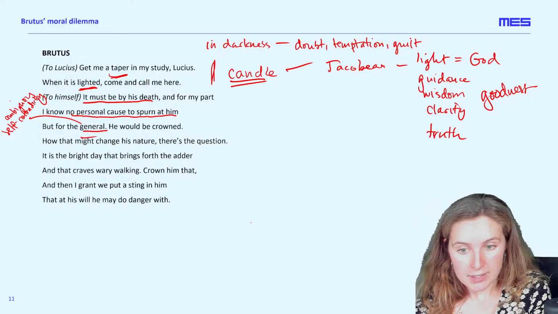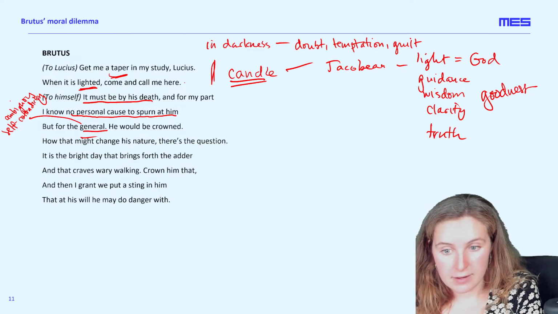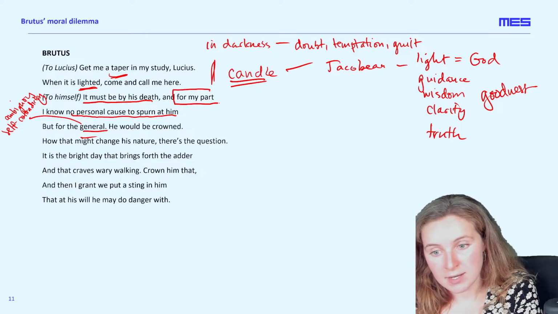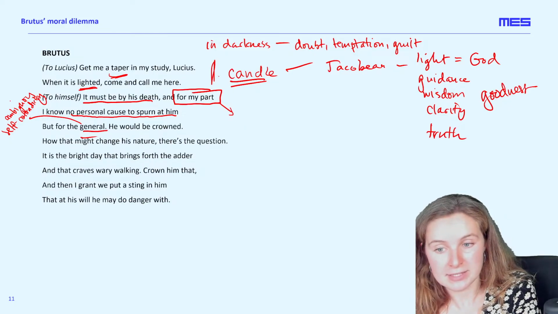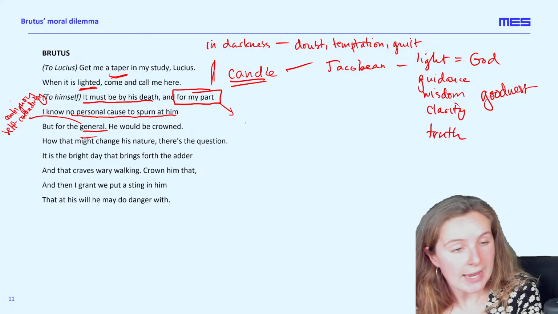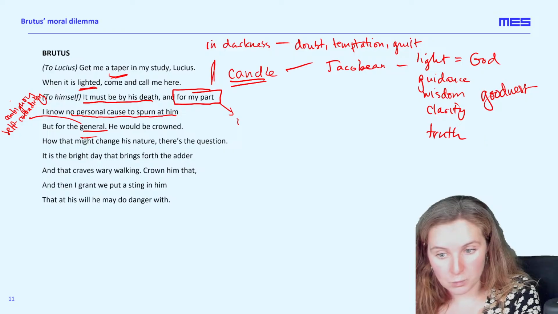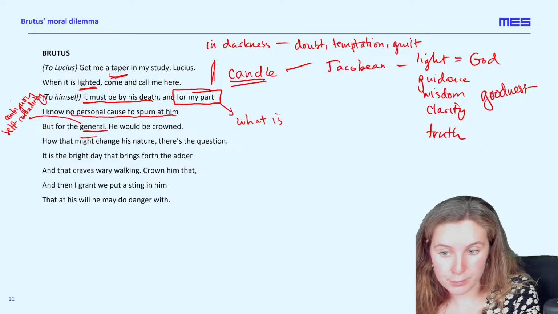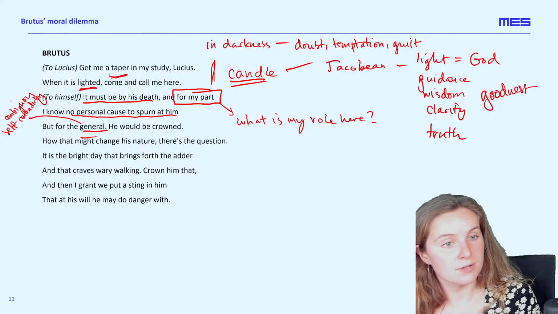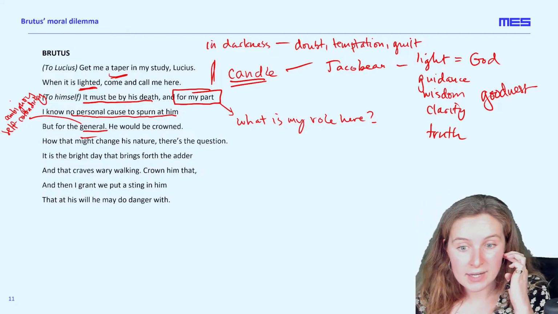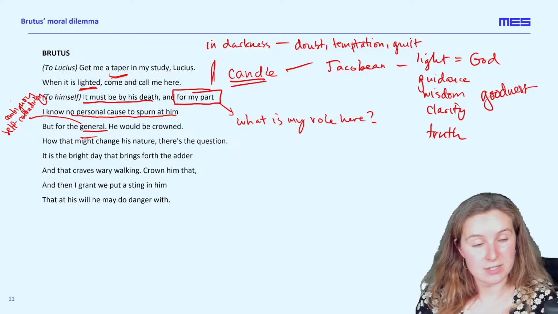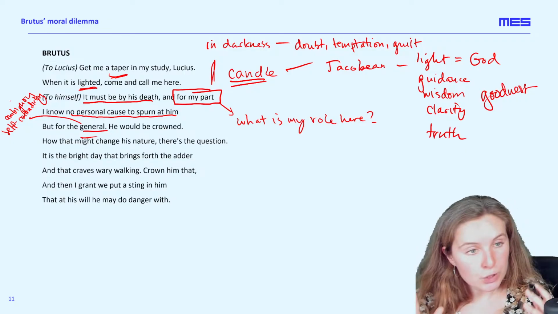He has no cause to spurn, and for my part. Notice the use of space here and the use of rhyme scheme means that this line takes an extra moment to breathe. For my part, what is Brutus's role here is what he's asking. What justification do I have for this, and why should I act this way? He would be crowned.